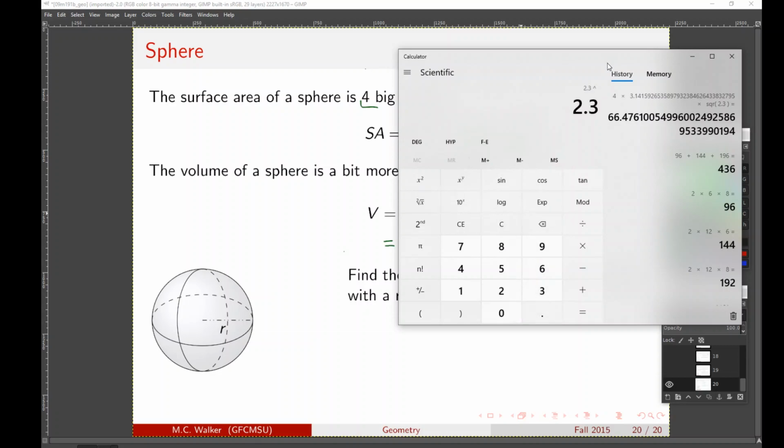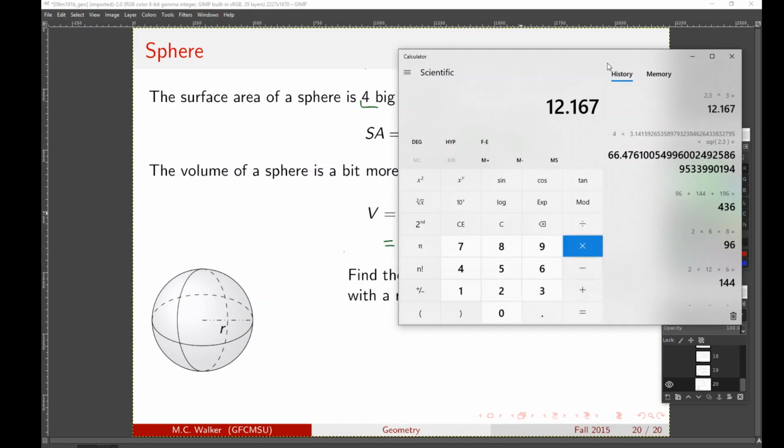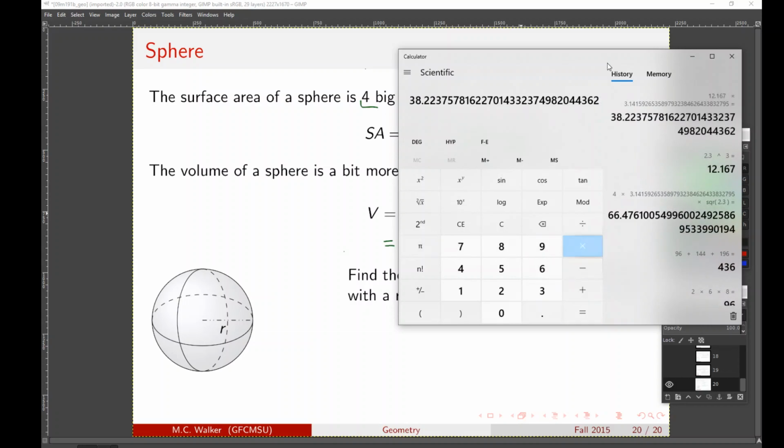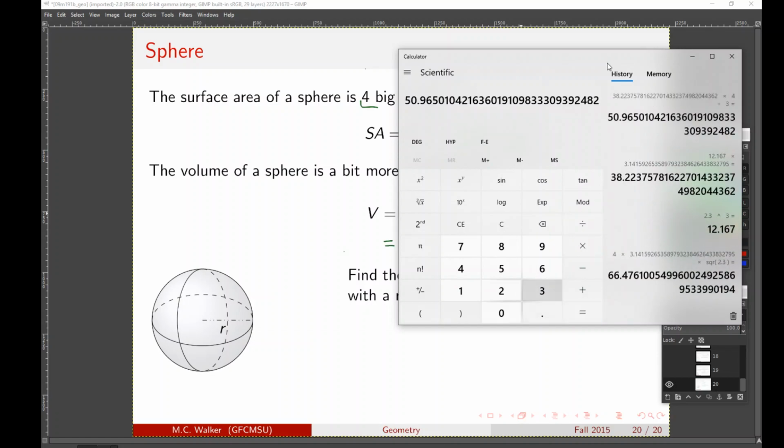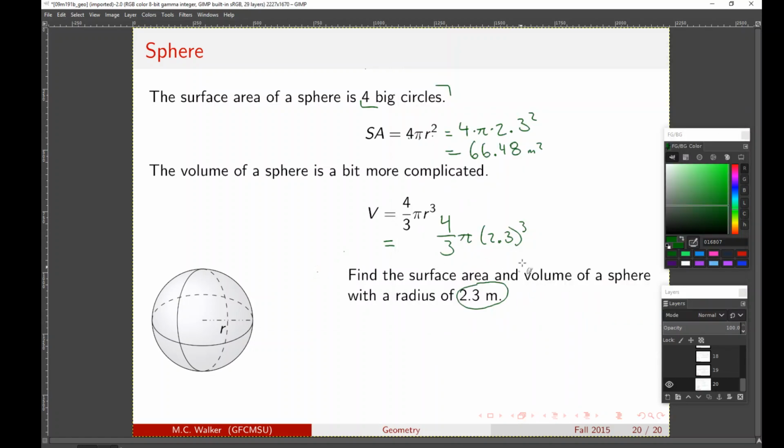To do cubed on this calculator, I'm going to do 2.3 and this x to the y key. You can see the little caret right there. It means an exponent. 3. I'm going to hit enter. I'm going to multiply that by pi. I'm going to multiply by 4. I'm going to divide by 3, 4/3. And I'll get 50.97 meters cubed. Wow.